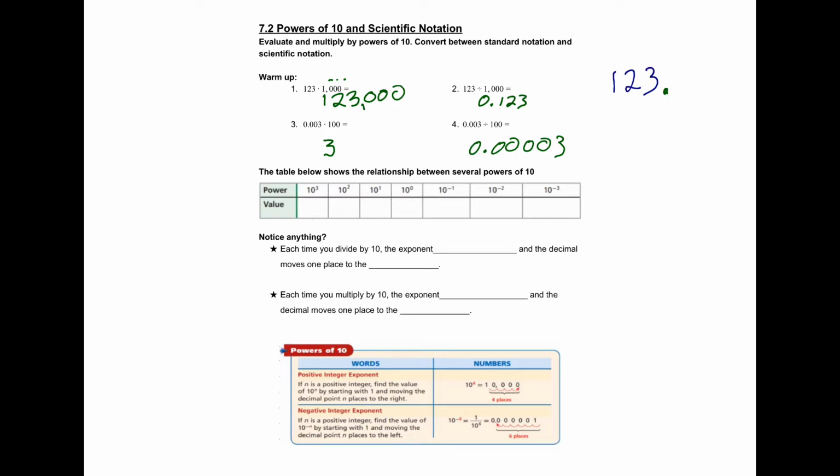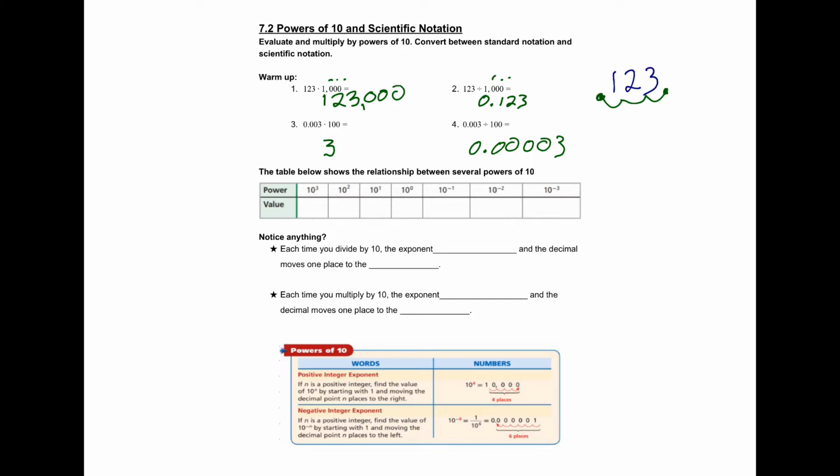If we divide by 1,000 though, once again we've got 3 zeros, so we move the decimal 3 spots to the left to make the number smaller, because dividing makes things smaller. 1, 2, 3, and we get 0.123. Same thing is true for 3 and 4.